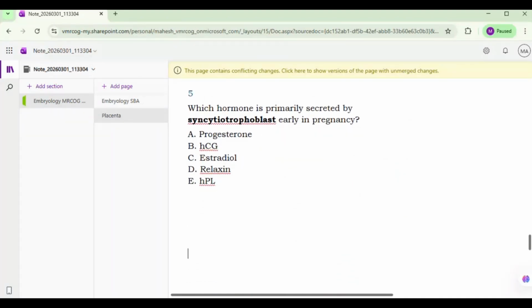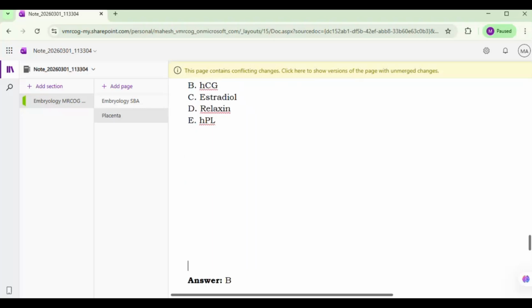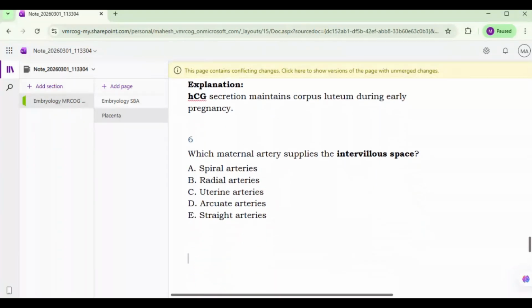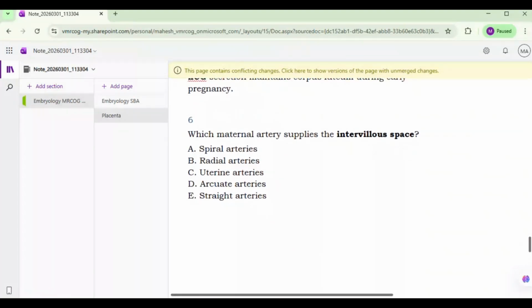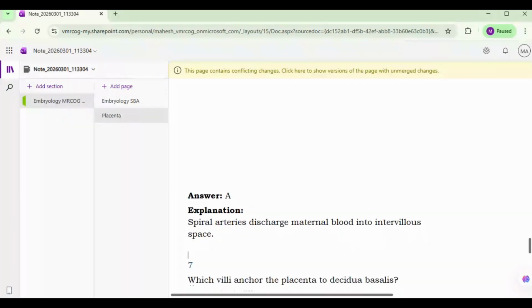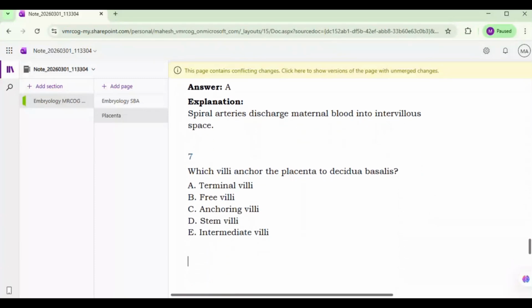Okay, next. Which hormone is primarily secreted by syncytial trophoblast in pregnancy? hCG, option B. Correct. hCG secretion maintains the corpus luteum during early pregnancy. Next. Which maternal artery supplies the intervillous space? Spiral artery, option E. Spiral arteries discharge maternal blood into the intervillous space.